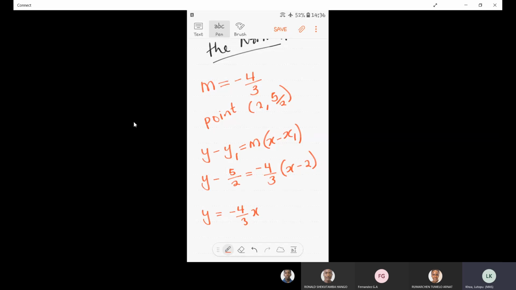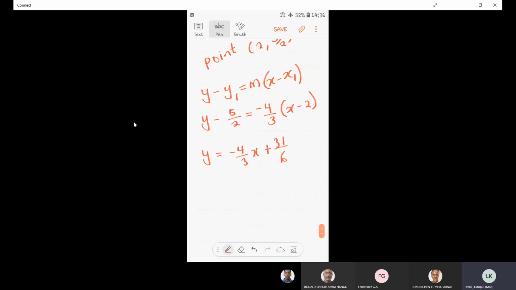Eight over 3 plus 5 over 2. This should give you 31 over 6. Okay, and then that is your equation of the normal. So other times you'll be asked to work out the equation of the gradient of the tangent, and other times the equation of the normal. So you should know how the normal and the tangent are related, just that they're perpendicular to each other.